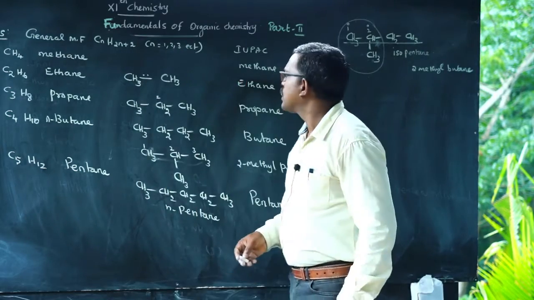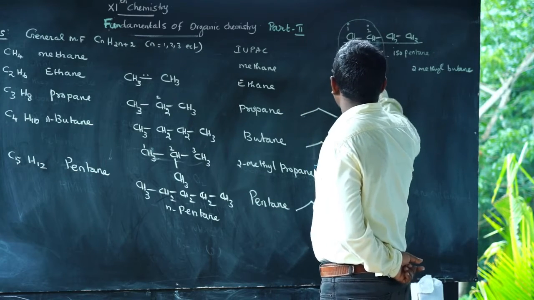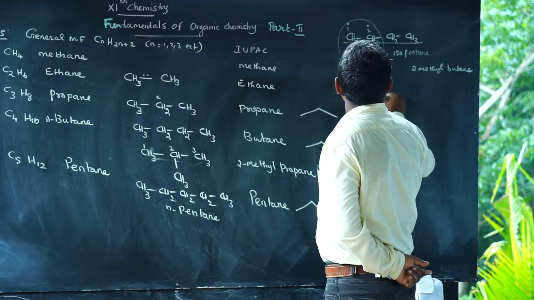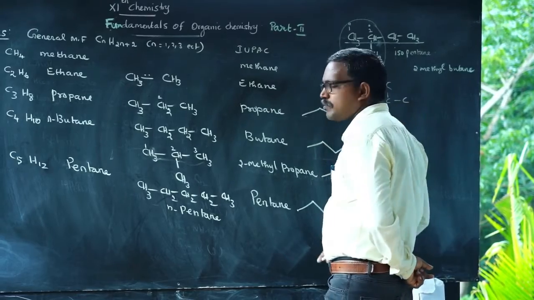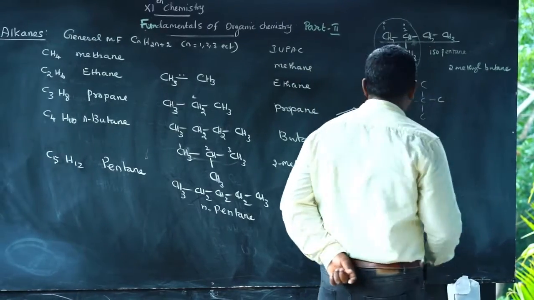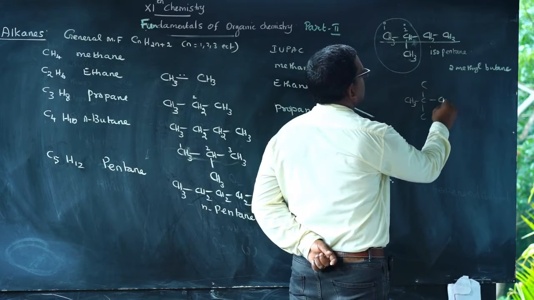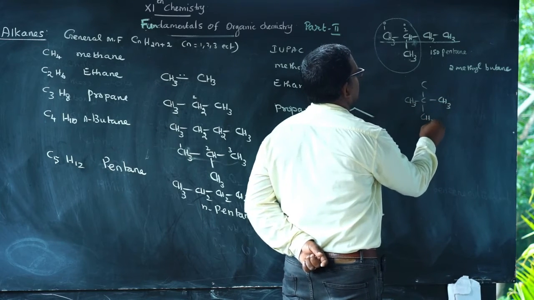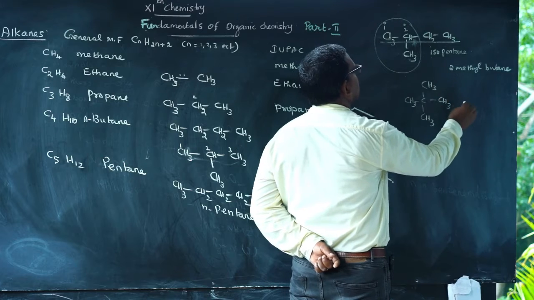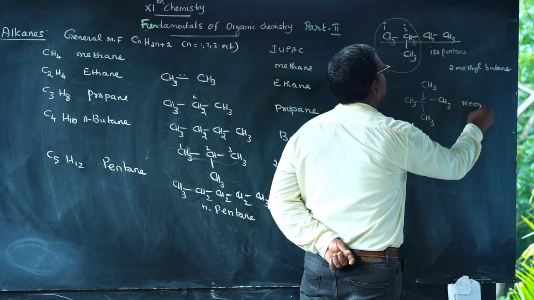And for the next member, another isomer is also possible for this compound. This compound is written like this: CH3, CH3, CH3, CH3. Neopentane.